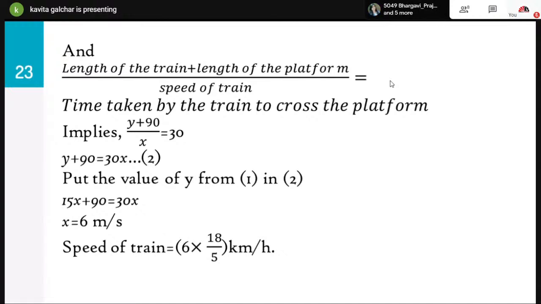Here also we are introducing the relation between man, train and platform. Implies y plus 90 upon x will be 30. By solving the equation, you are getting y plus 90 equals 30x. Put the value of y from 1, you get 15x plus 90 equals 30x. From this, you will get the value of x, that is 6 meter per second. But in the question, they are asking the speed of the train in kilometer per hour. So you need to multiply 6 by 18 upon 5.